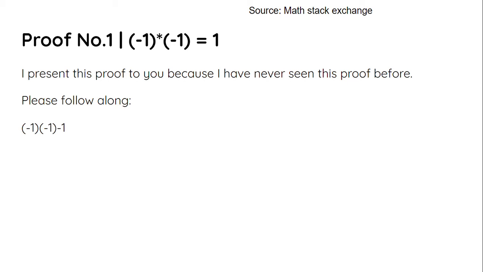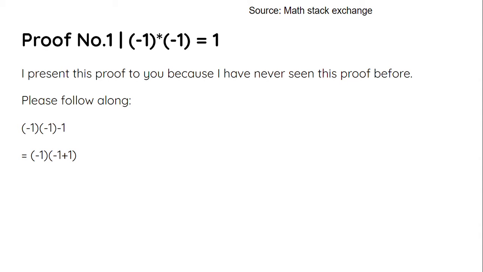We start with an expression, which is -1 times -1 minus 1. So that's pretty straightforward. Now we're going to factor out a -1 from that expression. So this is pretty interesting. The plus 1 comes from the -1 after the -1 times -1. And the -1 comes from just the -1 times -1.